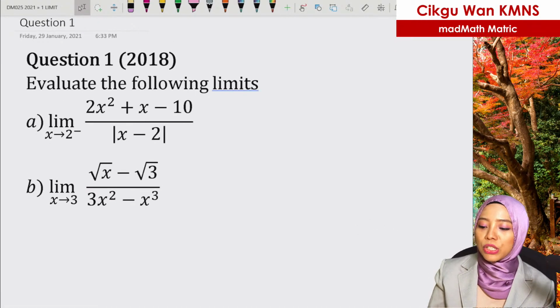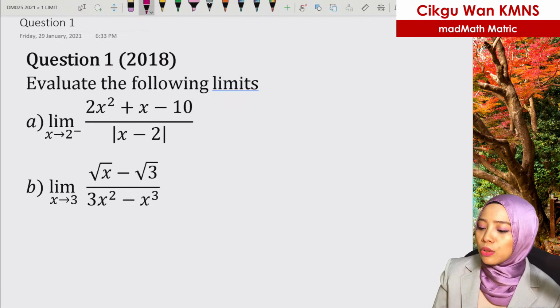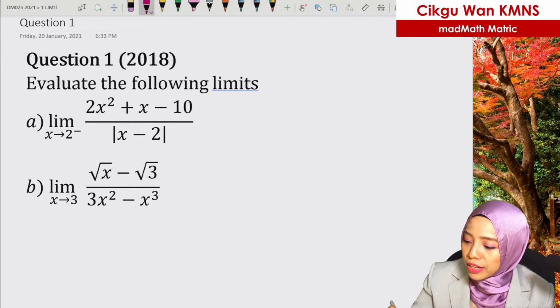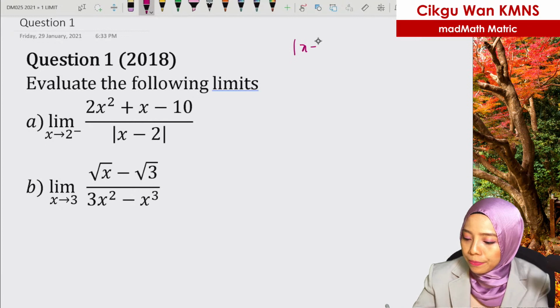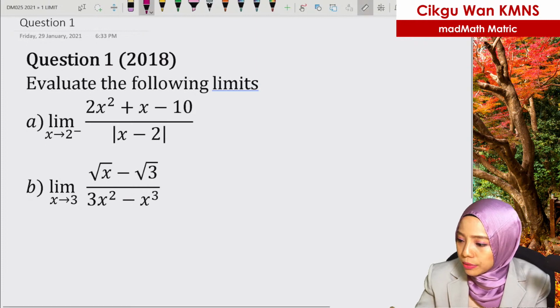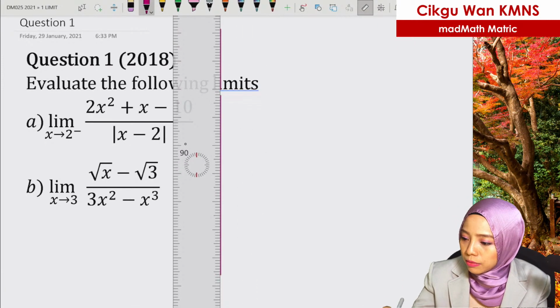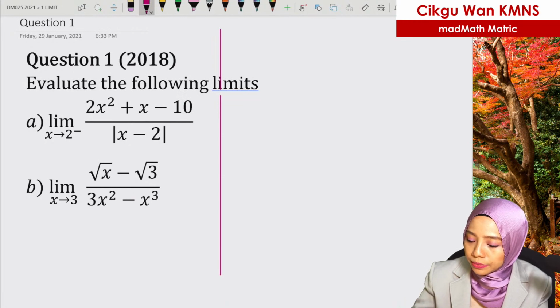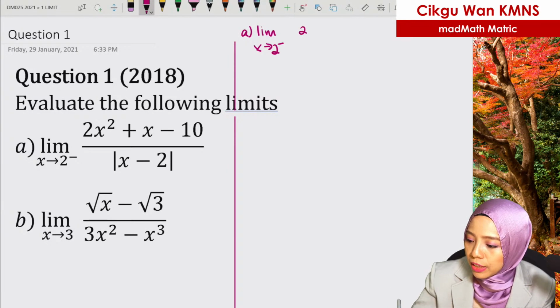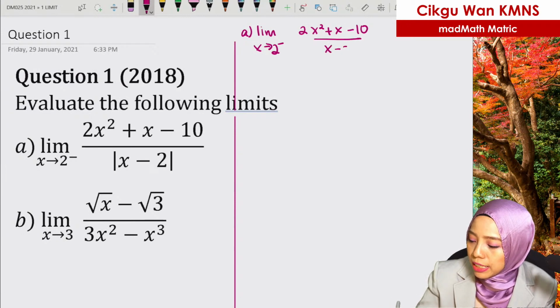Again, let's look at this question. Again, we have absolute. So I think at this stage you already know what you're going to do. Okay, so again, absolute x. Where am I going to write it down? How about here? Okay, limit x. Okay, A, limit x approaching 2 from the left, 2x squared plus x minus 10 over x minus 2.